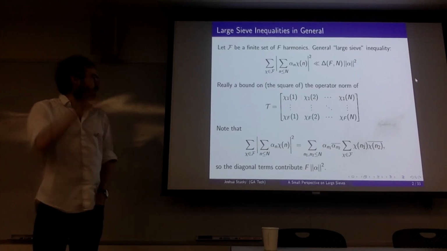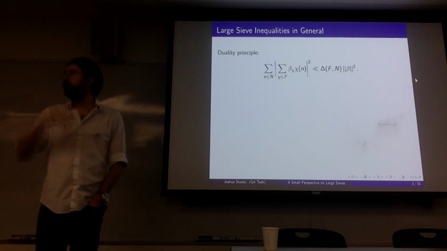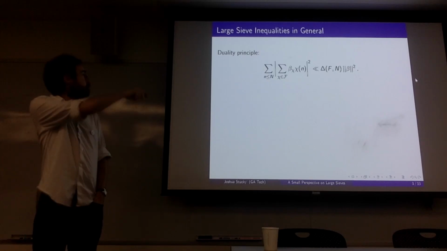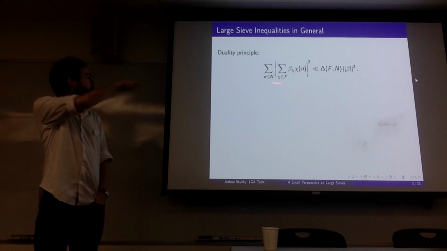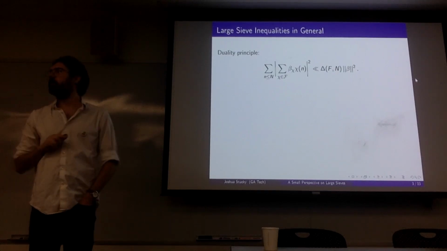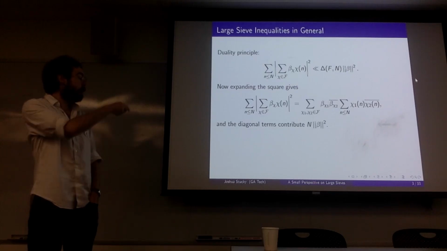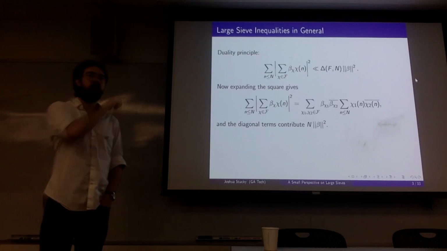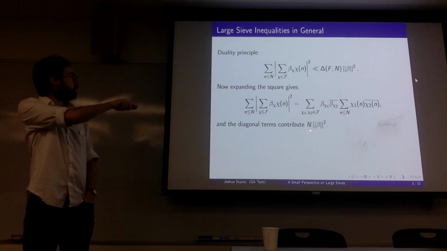Well, for linear operators, I have this great thing called the duality principle, which says that the operator norm of the dual linear operator is the same as that of the linear operator. Basically what that means is that if I switch the order of summation in a fancier way, then the previous inequality is true if and only if this is true for arbitrary coefficients beta. Now I play the same game. Let's expand the square and look at the diagonal contribution from when the harmonics in my family are the same, and I get a contribution of N. So by duality, I certainly shouldn't expect this factor to be any smaller than N.